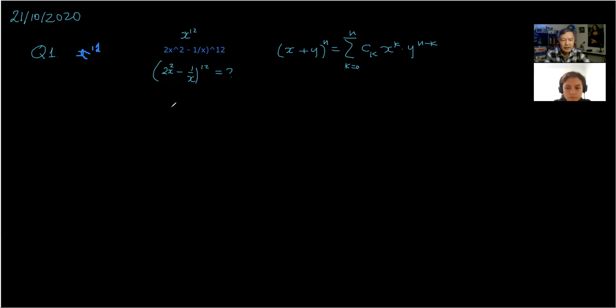Can we rewrite that as 2x squared minus 1 over x? There are some similarities. What are they? From here we can see this is n, so we know n equals 12. That's a good thing. But how about x?